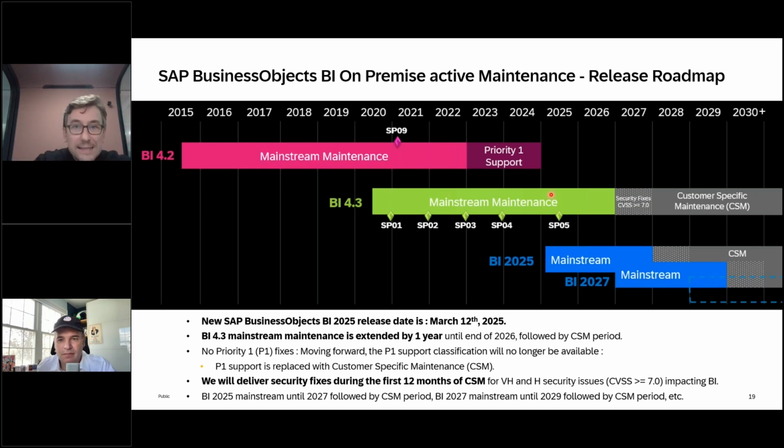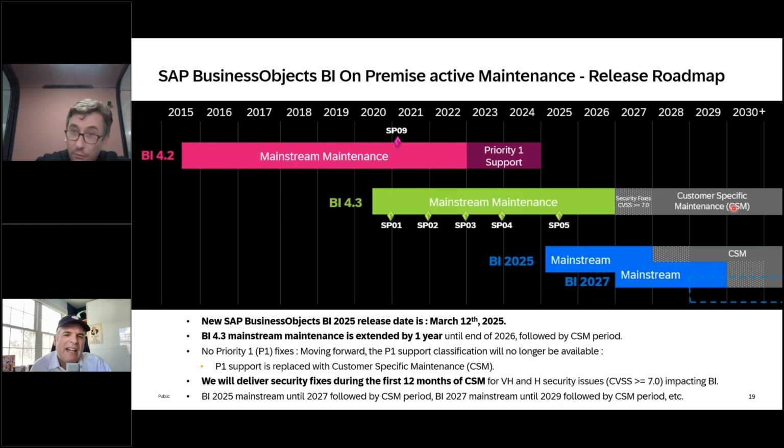Second thing, we extend the mainstream maintenance for BI 4.3. Before it was December 2025, you have 1 more year. The mainstream maintenance will end December 2026. News number 3. We will not have P1 support anymore. But at the end of the mainstream maintenance for BI 4.3, and also at the end of the mainstream maintenance for BI 2025, BI 2027, and we all hope BI 2029, we will have a new customer-specific maintenance, CSM period, which has no end date.